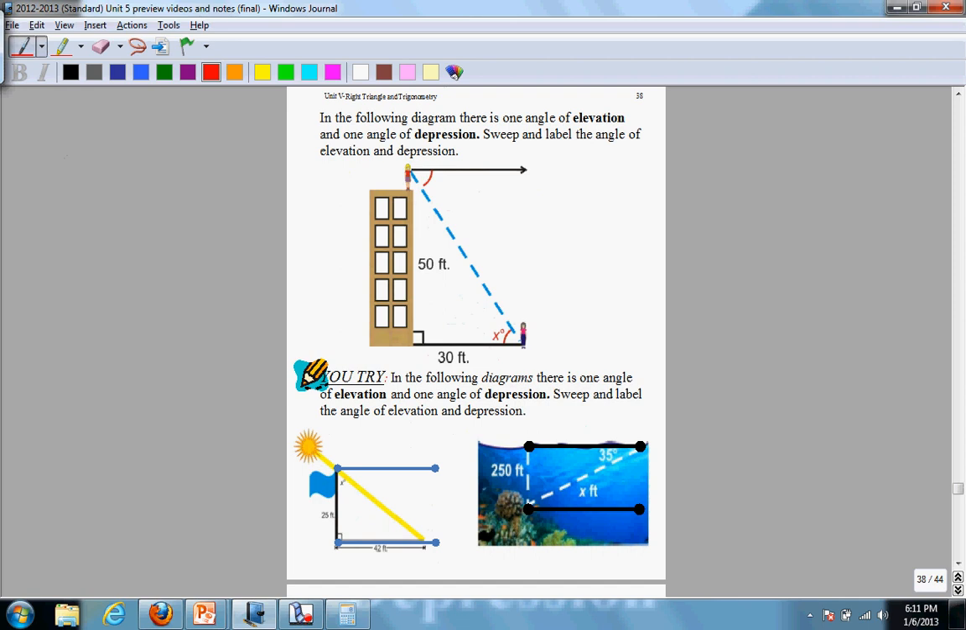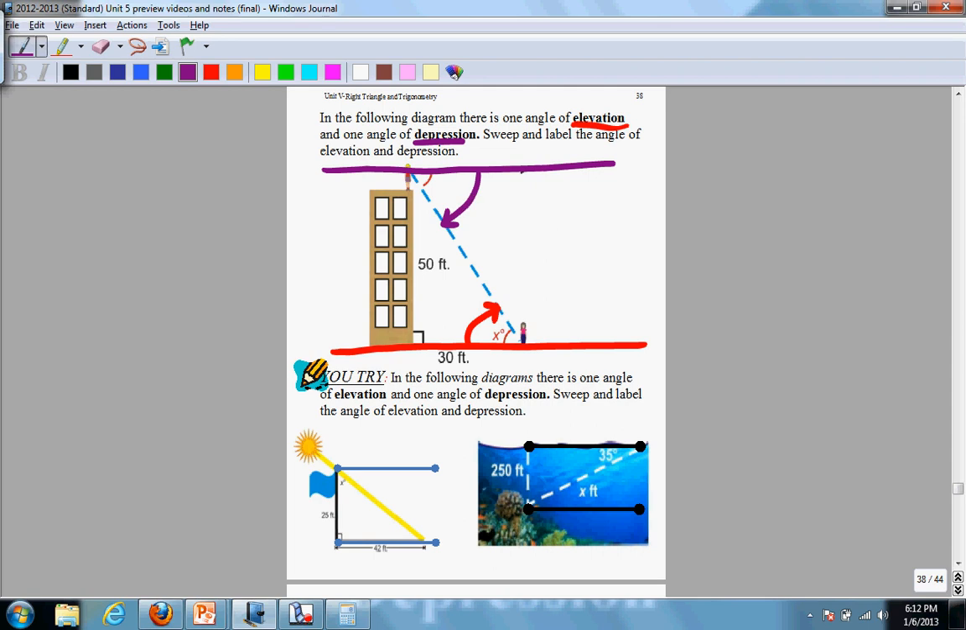It says in the following diagram there is only one angle of elevation and one angle of depression. Sweep and label the angle of elevation and depression. Angle of elevation starts at a horizontal and sweeps upward. So we start at a horizontal and sweep up. Our X here is the angle of elevation. Angle of depression starts at a horizontal and sweeps downward. So horizontal would be here and downward. That would be your angle of depression.